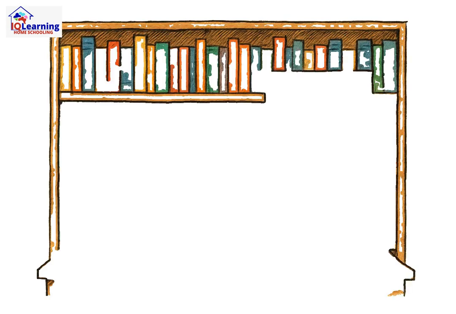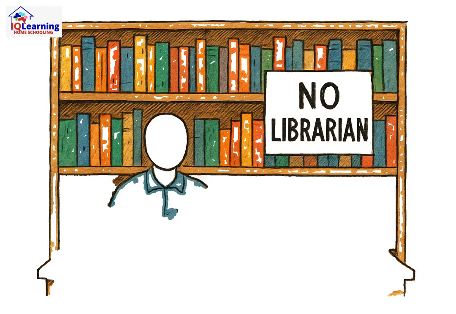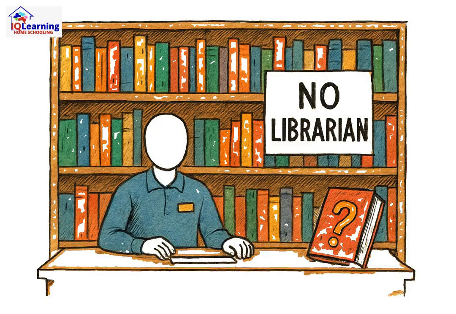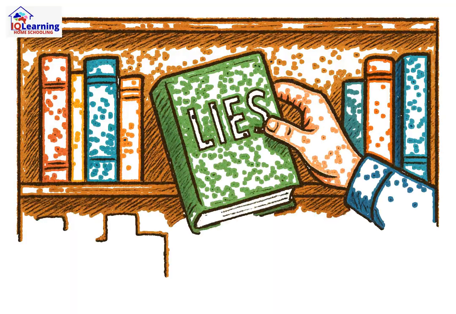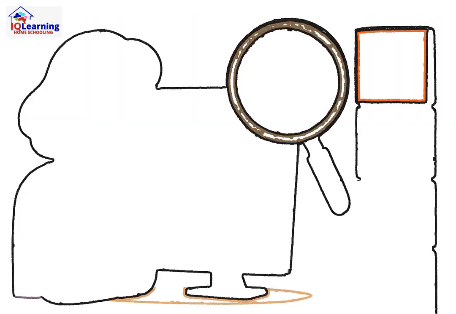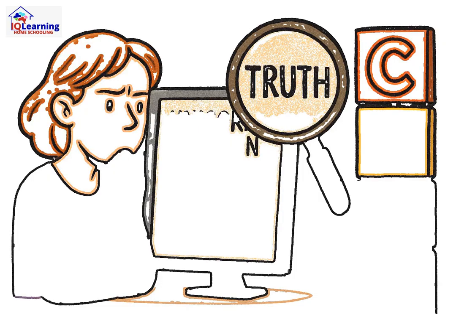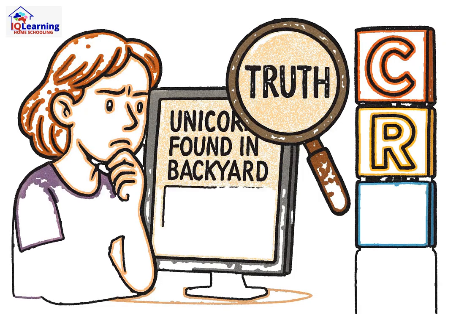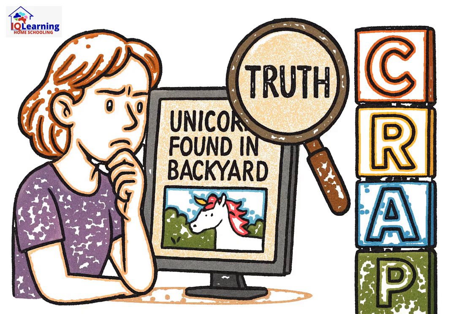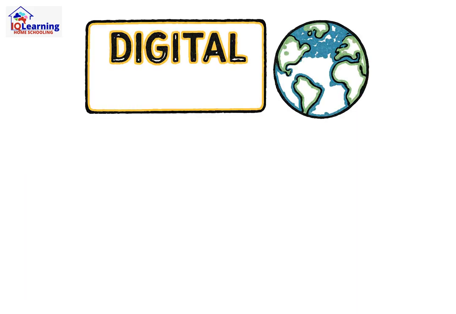The internet is the biggest library ever built, but there's a catch. There are no librarians. Anyone can add a book to the shelf, even if it's full of lies. So how do you find the truth in a place where a story about unicorns discovered in a backyard can look like real news? This is where digital literacy comes in.